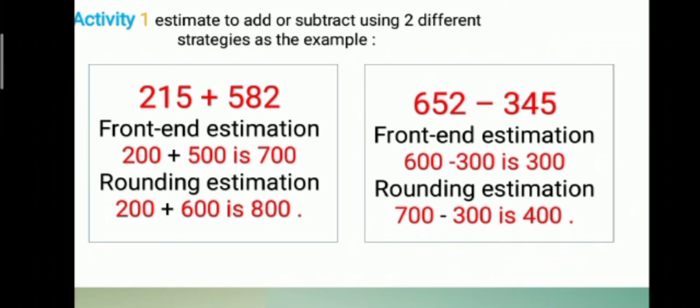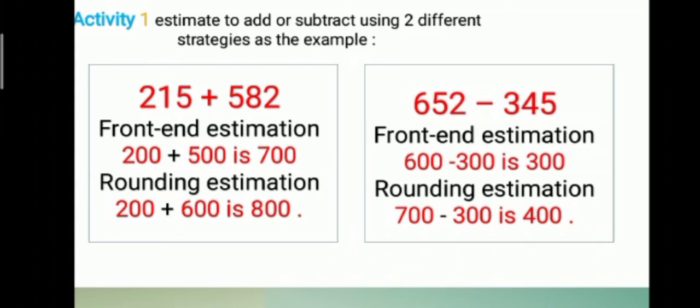Activity 1. Estimate to add or subtract using two different strategies, the front-end estimation and rounding estimation. This is our two different strategies. First, we are going to use the front-end estimation. 215 plus 582. 215 we are going to round down to 200. Why? Because the tens is less than 5. And 582 will be 500 because of the front digit. So the estimation is 700.